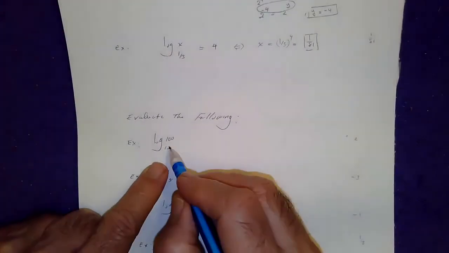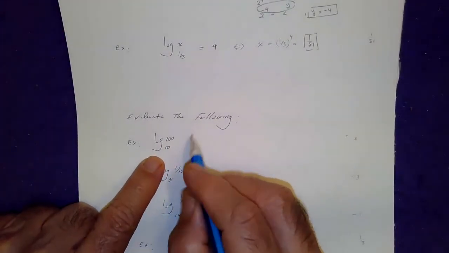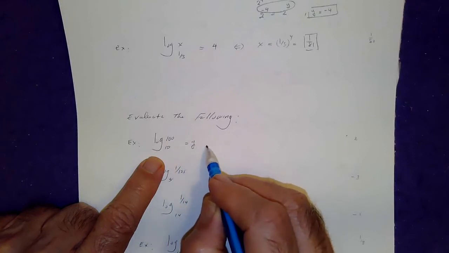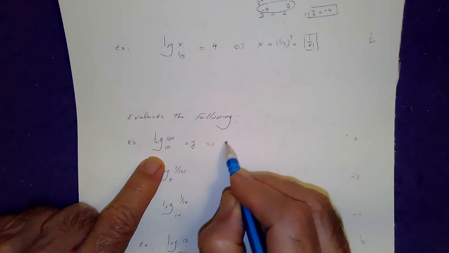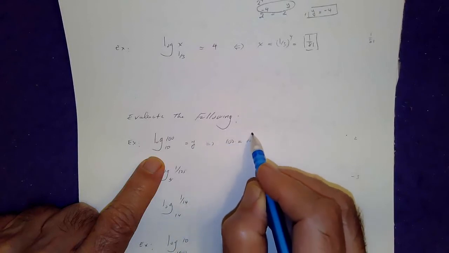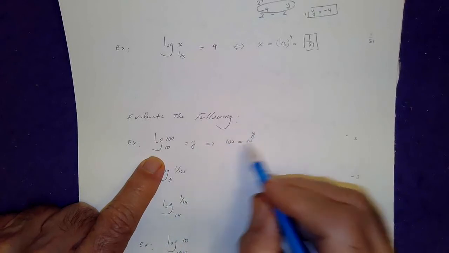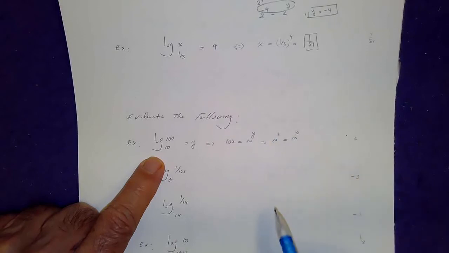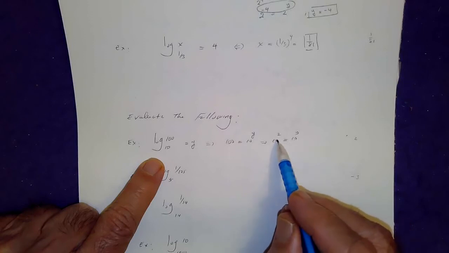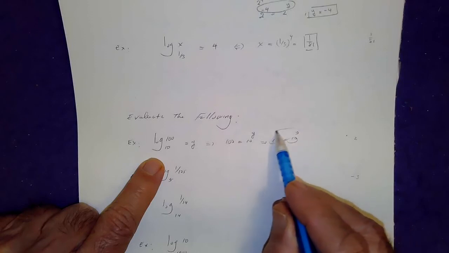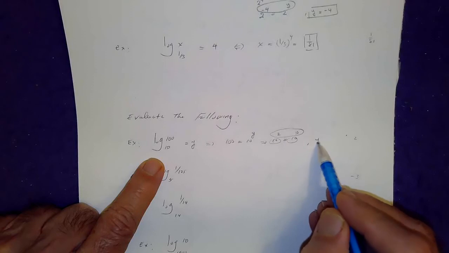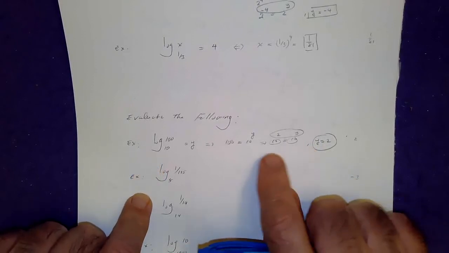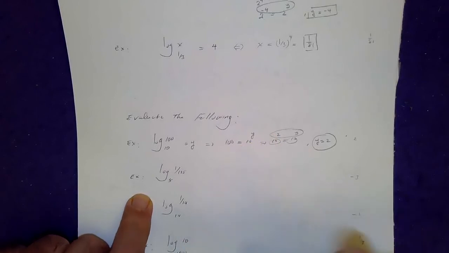What about log of 100 base 10? If I let this be equal to y, this would be the same as 100 equals 10 to the power of y. But 100 is 10 squared, so 10 squared equals 10 to the power of y. Two exponents are equal if they have the same base, same powers. So I set the powers equal, and lo and behold, y has to be equal to 2. And that makes sense, 10 to the power of 2 is 100.